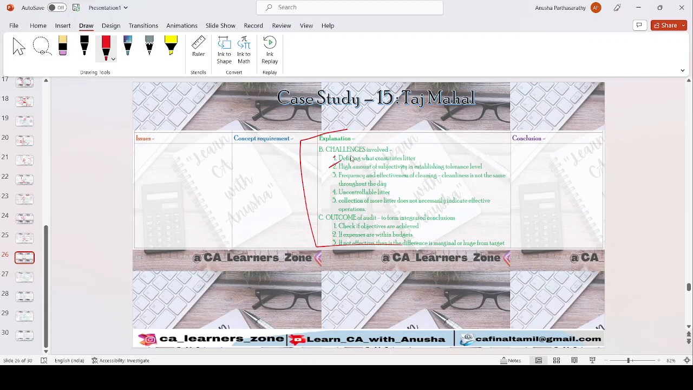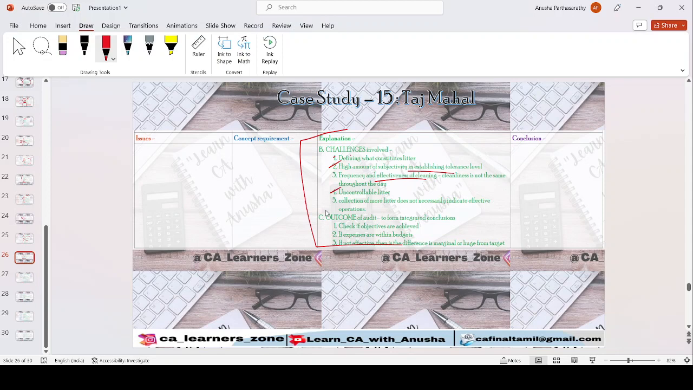See, small dry leaves litter is fine, but manual plastic waste is not fine. So what is the tolerance level that I have to establish? Frequency and effectiveness of cleaning. I cannot clean 24/7, right? Every day 5 p.m. I'll clean. That's fine. What is the frequency? What is the effectiveness of cleaning?